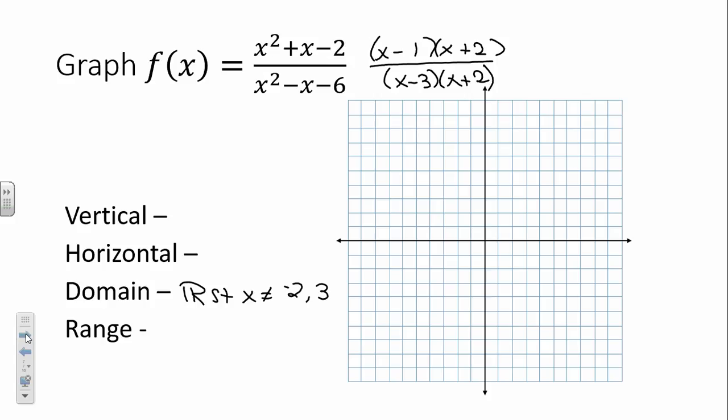Okay? So we have to be careful to make sure we establish our domain based on our original function. We're going to cancel these, but now we have to also realize that when we cancel those, we're going to have a hole at x equals -2.